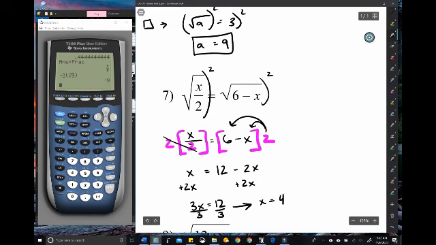Good idea to check. 4 over 2 is 2. Square root of 2 is equal to 6 minus 4, 2. Square root of 2. They check out.